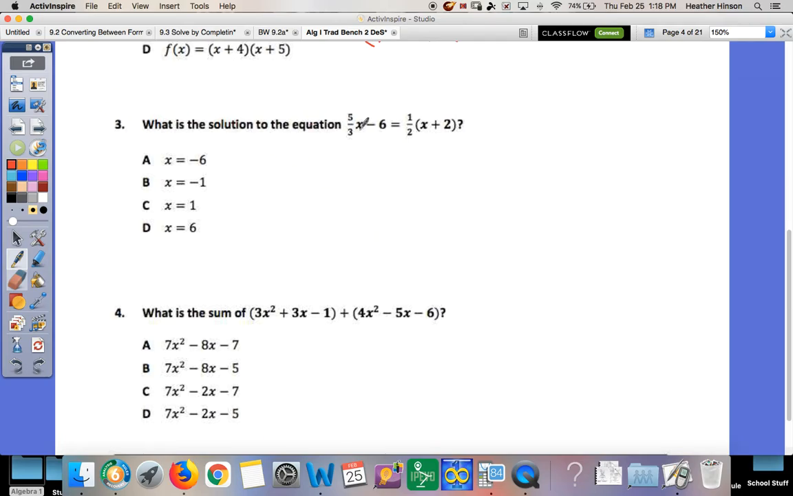Okay, for number 3, what's the solution to this equation? So we just have to solve for x, just a basic solving for x. So the first thing we can do, we can't do anything on this side because this one has an x and this one doesn't. But on this side, we have this parentheses, so we can distribute this.